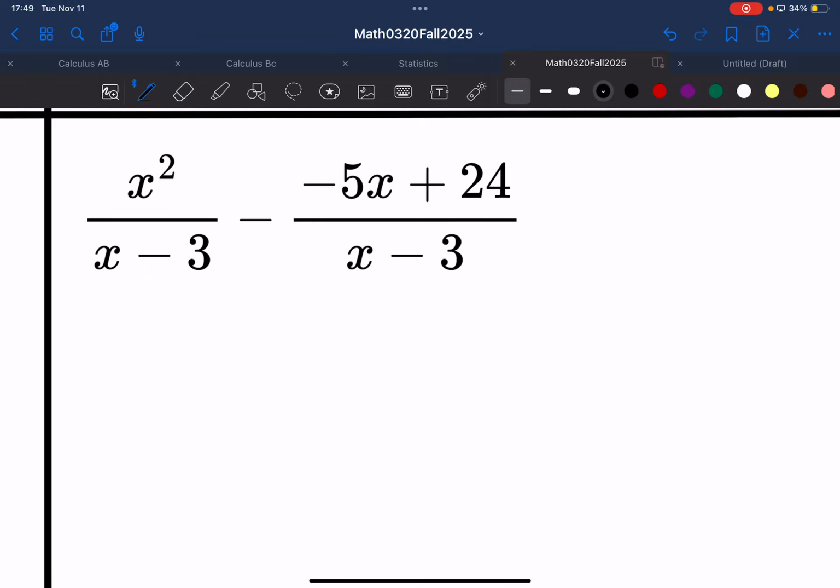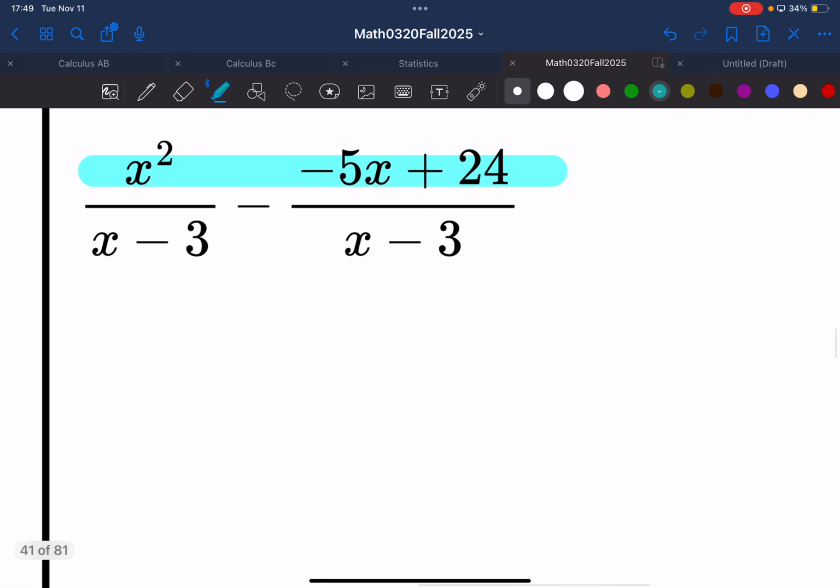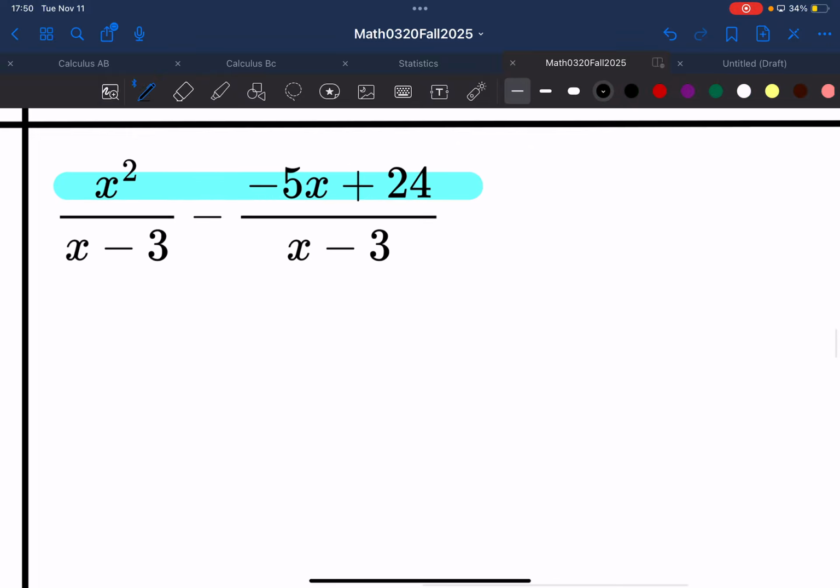So then we have this one here where, again, we see our denominators are the same. So I'm going to add the numerators together. Well, actually not add, I'm subtracting now. Subtract those two numerators. So what would I get at the top? This would be x squared minus 5x plus 24.